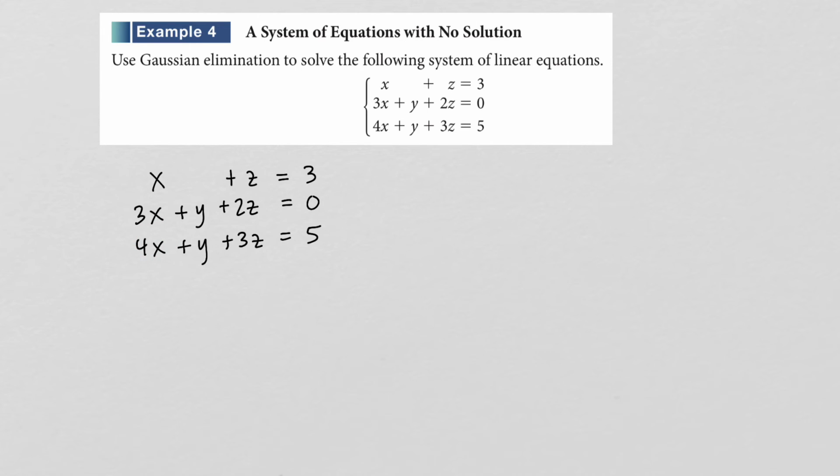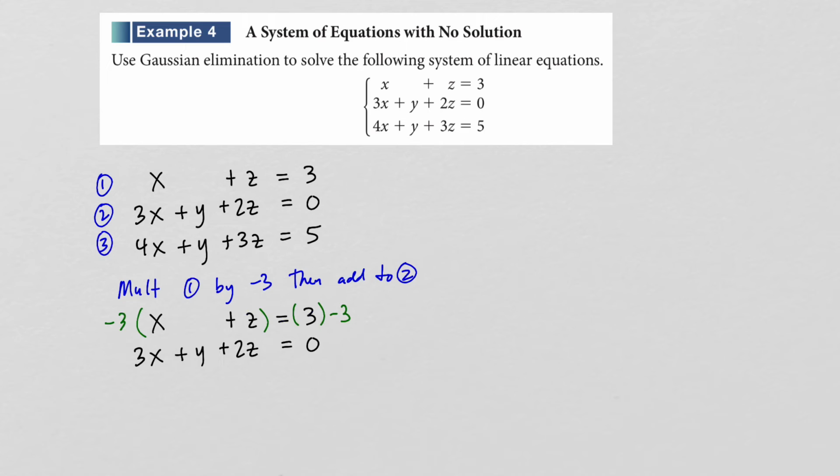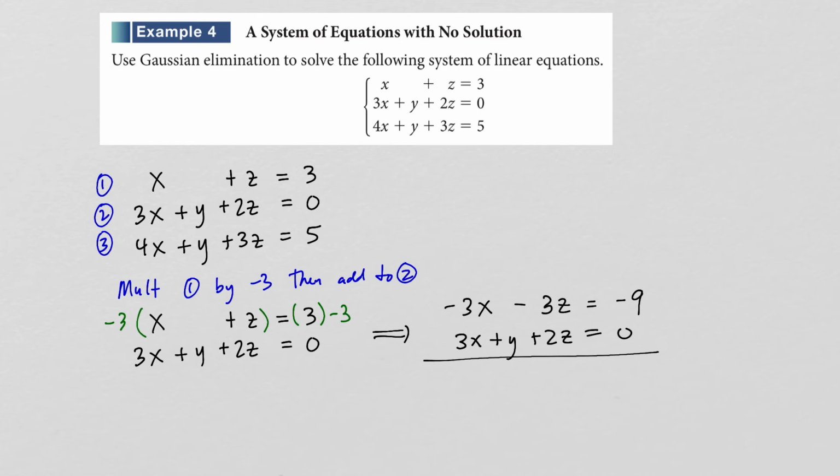To do this, I am going to multiply the first equation by negative 3 and then add it to the second equation. And when we do that, we get negative 3x minus 3z is equal to negative 9. And that second equation is 3x plus y plus 2z is equal to 0. Adding those together, you can see the x variables cancel out, and we get y minus z equals negative 9.